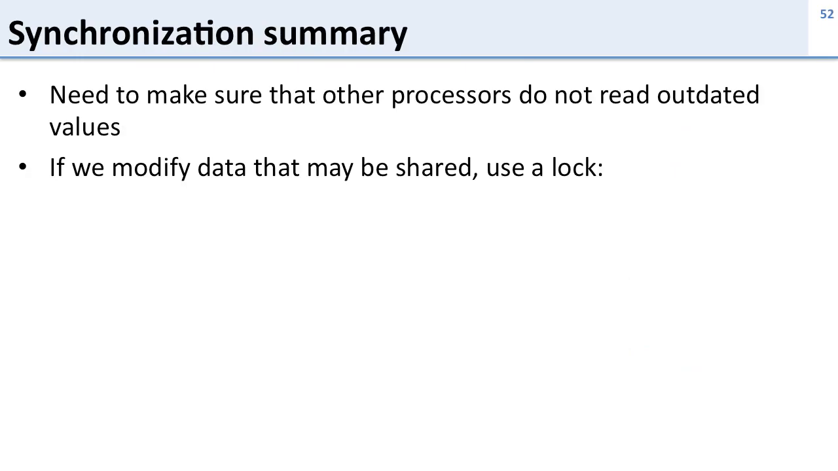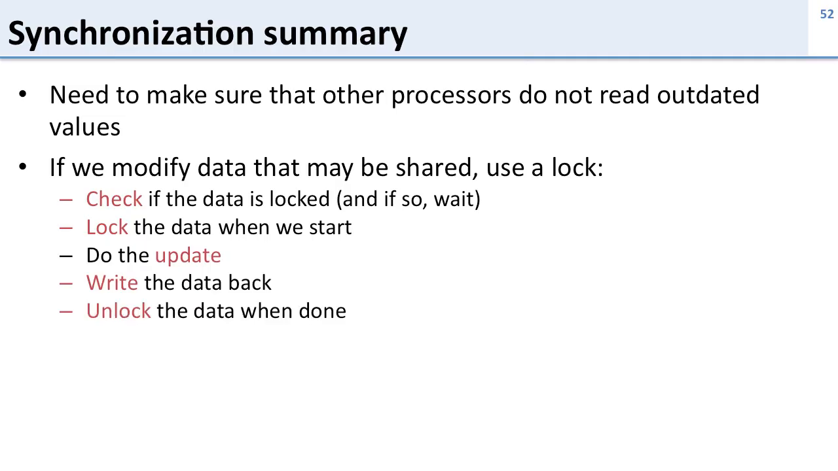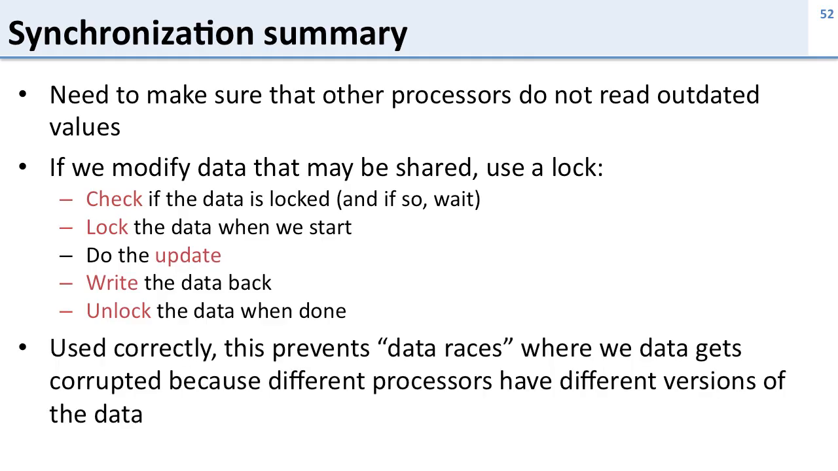So to summarize synchronization, we need to make sure that when we have multiple processors running, the processors don't use outdated data. If we modify data on one processor that's going to be shared, we need to use a lock. We need to first check and see if the data is locked, and if so, wait for it to be unlocked. Then we lock the data when we start, we do our update, write the data back. Once we've done that, we unlock the data so that other processors can access it. If we use this correctly, it prevents what are known as data races. Data races are where data gets corrupted because different processors have different versions of the data.